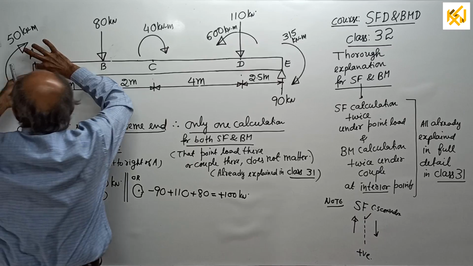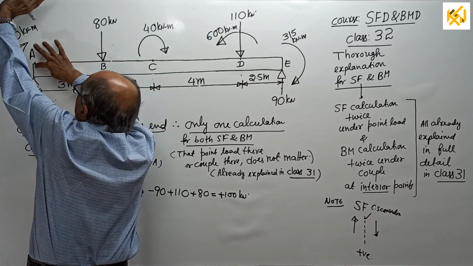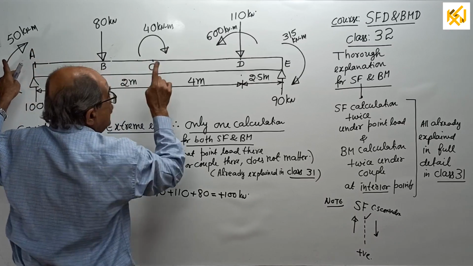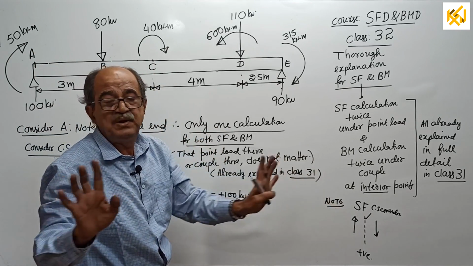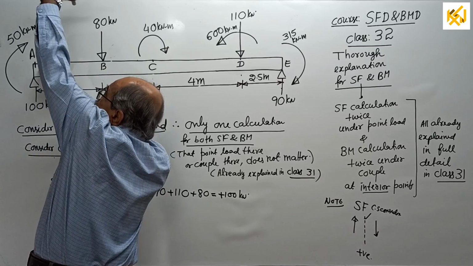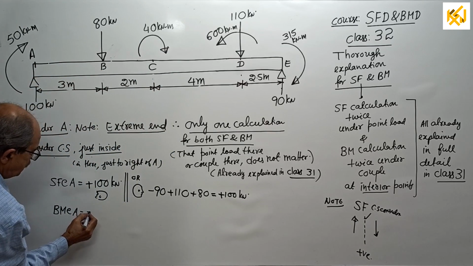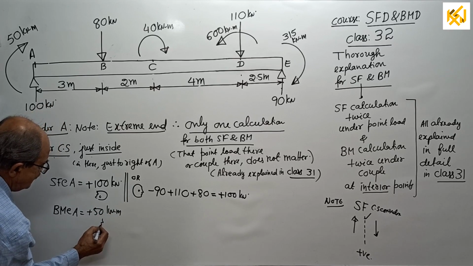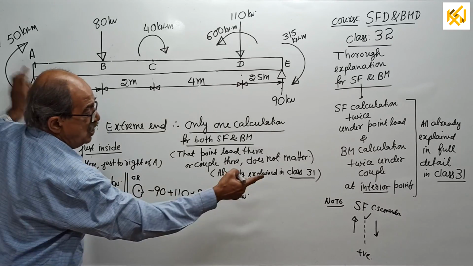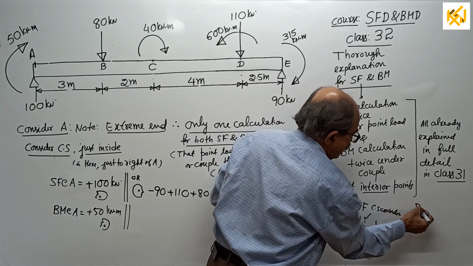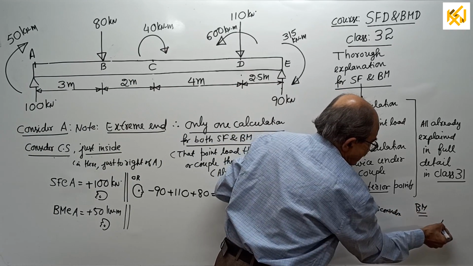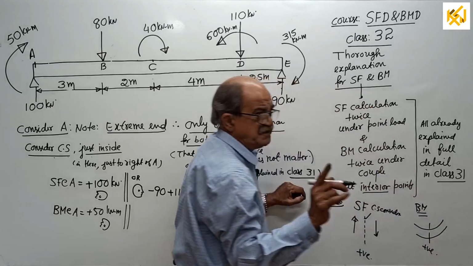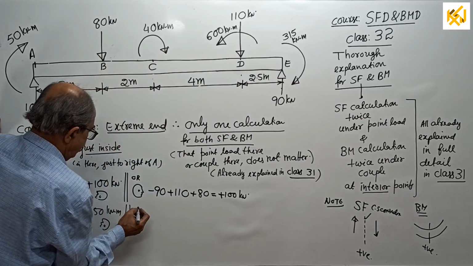See, look this side. Yes, there's a couple. How much? 50. I told end couple, use the sign decided based on what I told last class. So it is plus 50. That's all. Plus 50 kilonewton meter. See, I am looking left side. Common for bending moment, my sign is sagging positive. I already told. Positive. Sufficient.